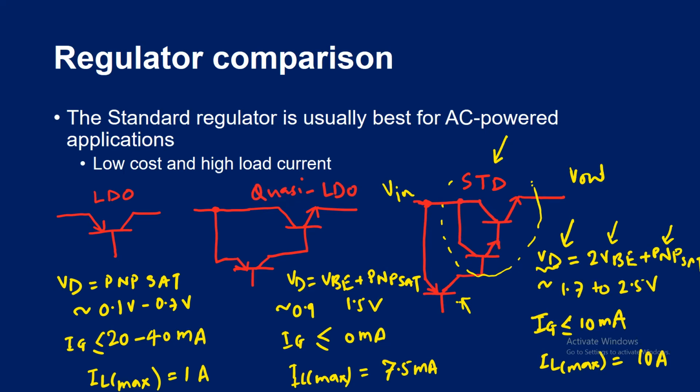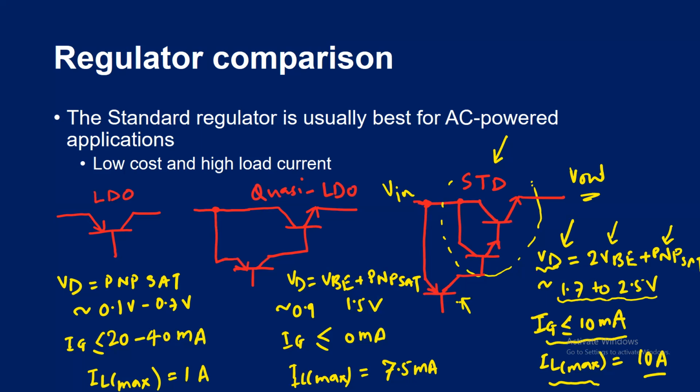And usually in the regulator IC, when you buy it, it is estimated to be between 1.7 volt to 2.5 volt. So it's quite large. However, the ground pin current that we have understood what is a ground pin current is less than 10 milliampere. And the third part is the maximum current it can deliver to the load when you connect the load to the output is about 10 ampere.